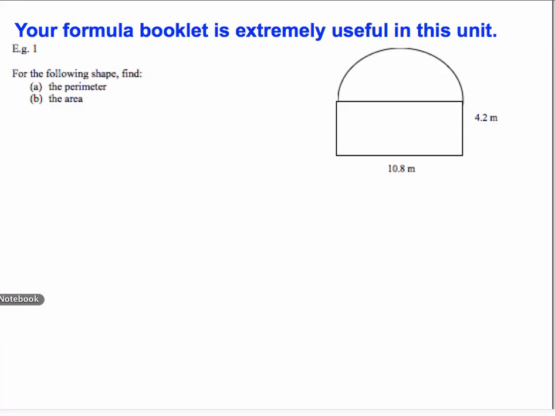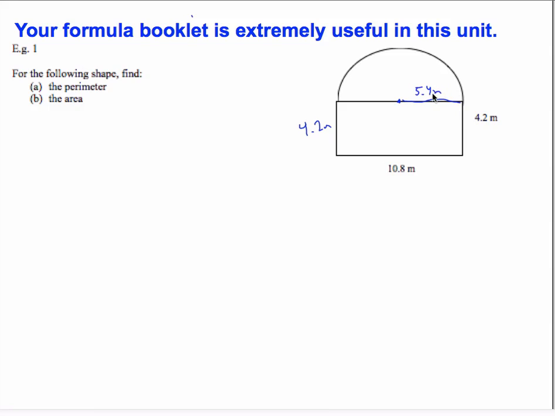Okay, in the first example, we have a rectangle and what looks like a half circle. We've got to find the perimeter and then the area. First I'm going to write in this piece of information over here, 4.2 meters. And in the circle we can figure out the radius because it's half this distance. That's half of 10.8, which is 5.4.